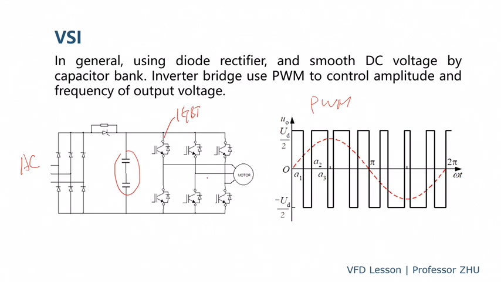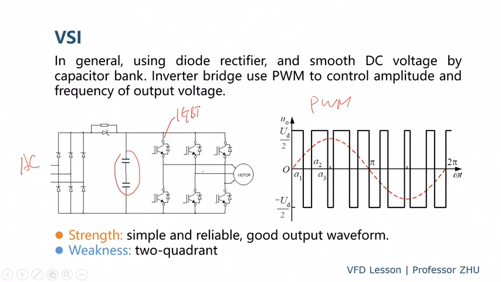So this is different from the CSI. In the CSI, the frequency is decided by the inverter, and the magnitude or amplitude of the output current is decided by the rectifier. But on the VSI, both the amplitude and the frequency of the output are controlled by the inverter side, by the PWM technology.